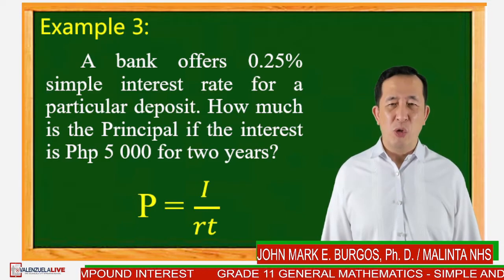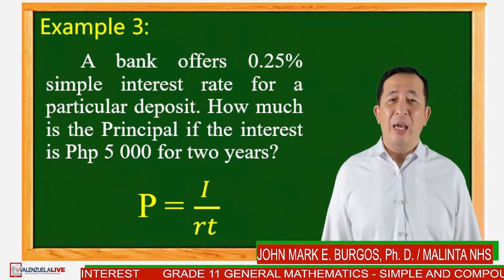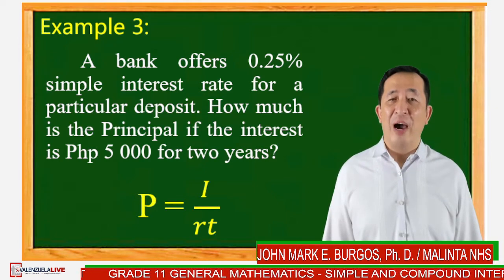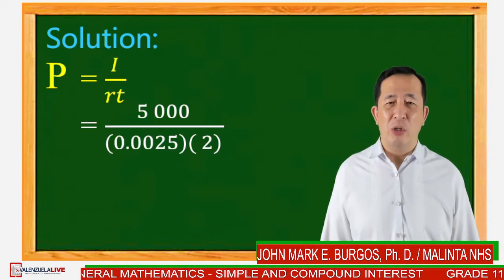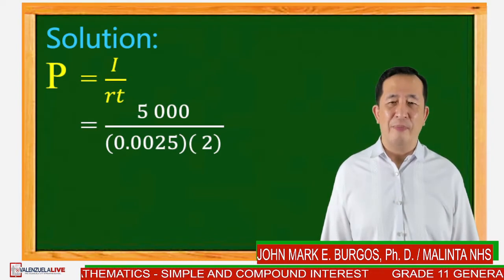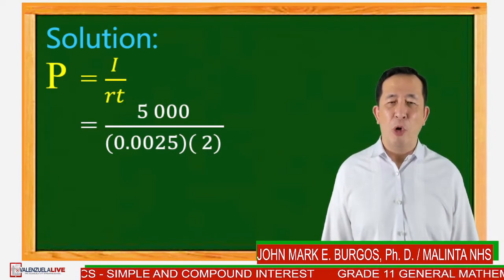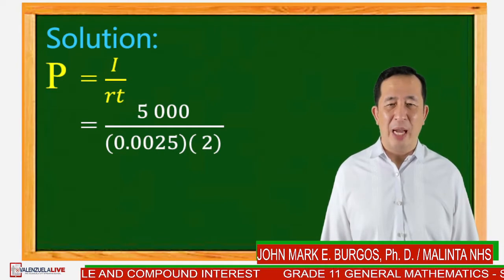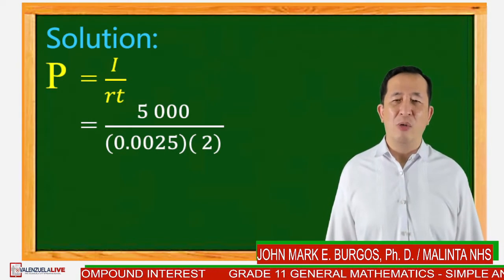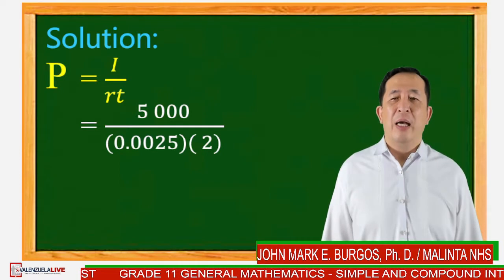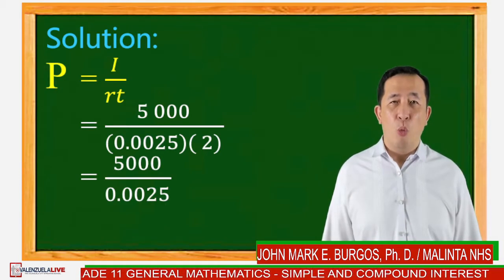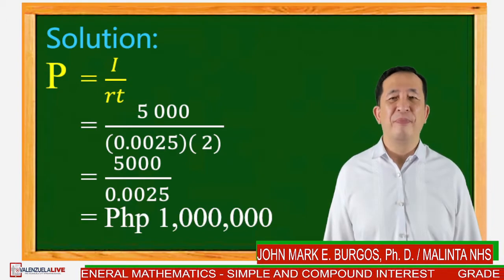To find the solution, we have P is equal to I divided by R times T, and substituting the values, we have 5,000 divided by 0.0025 times 2, or 5,000 divided by 0.005. The principal will be 1 million pesos.